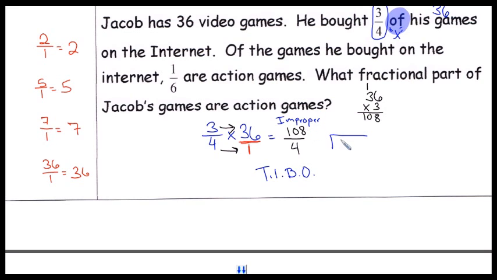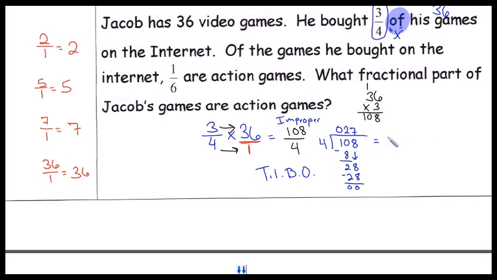That means that the top number, my numerator, is going to become my dividend, and my denominator is going to become my divisor. So when I have my division set up this way, it's really easy to finish it because I know that 4 cannot go into 1, so I'm going to put a 0 on top of the 1. But 4 does go into 10 2 times. 2 times 4 is 8, and when I subtract, 10 minus 8 gives me 2. Now when I bring down the 8, I have 28. So 4 goes into 28 7 times, and 4 times 7 is 28, and I get a remainder of 0.